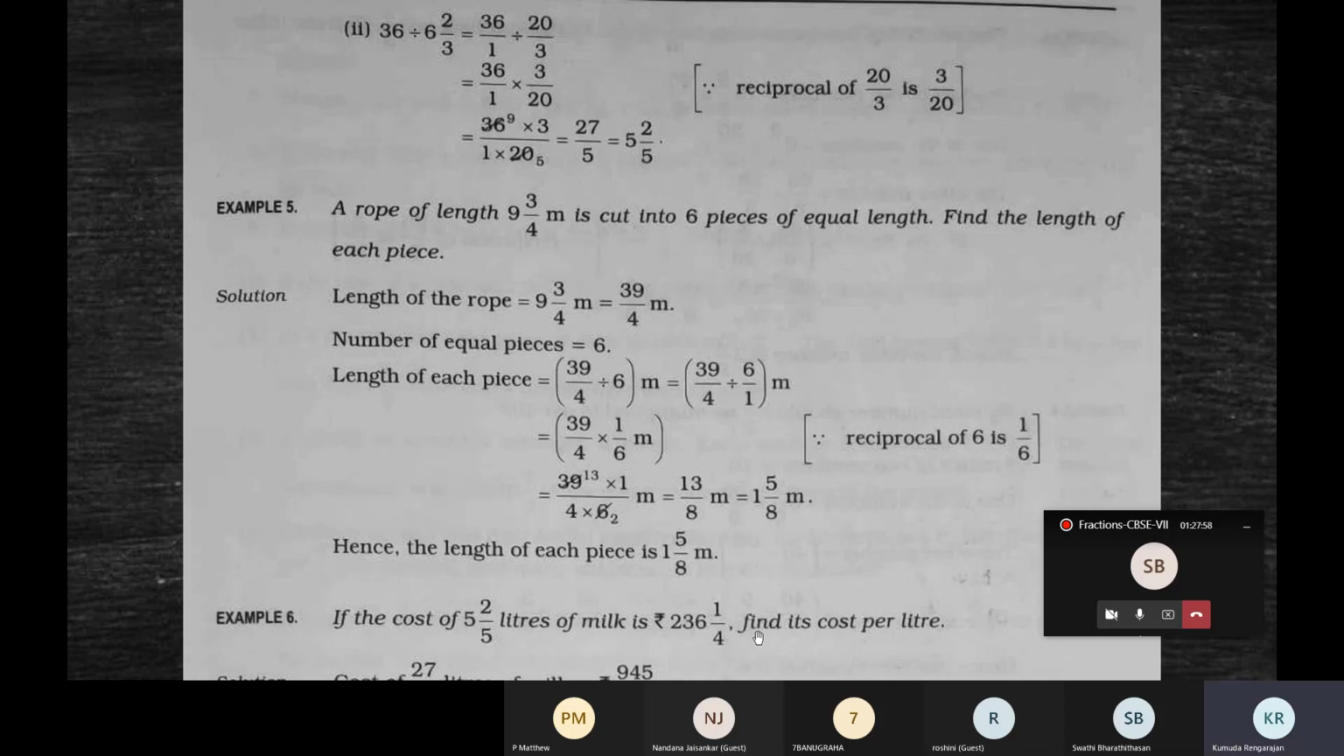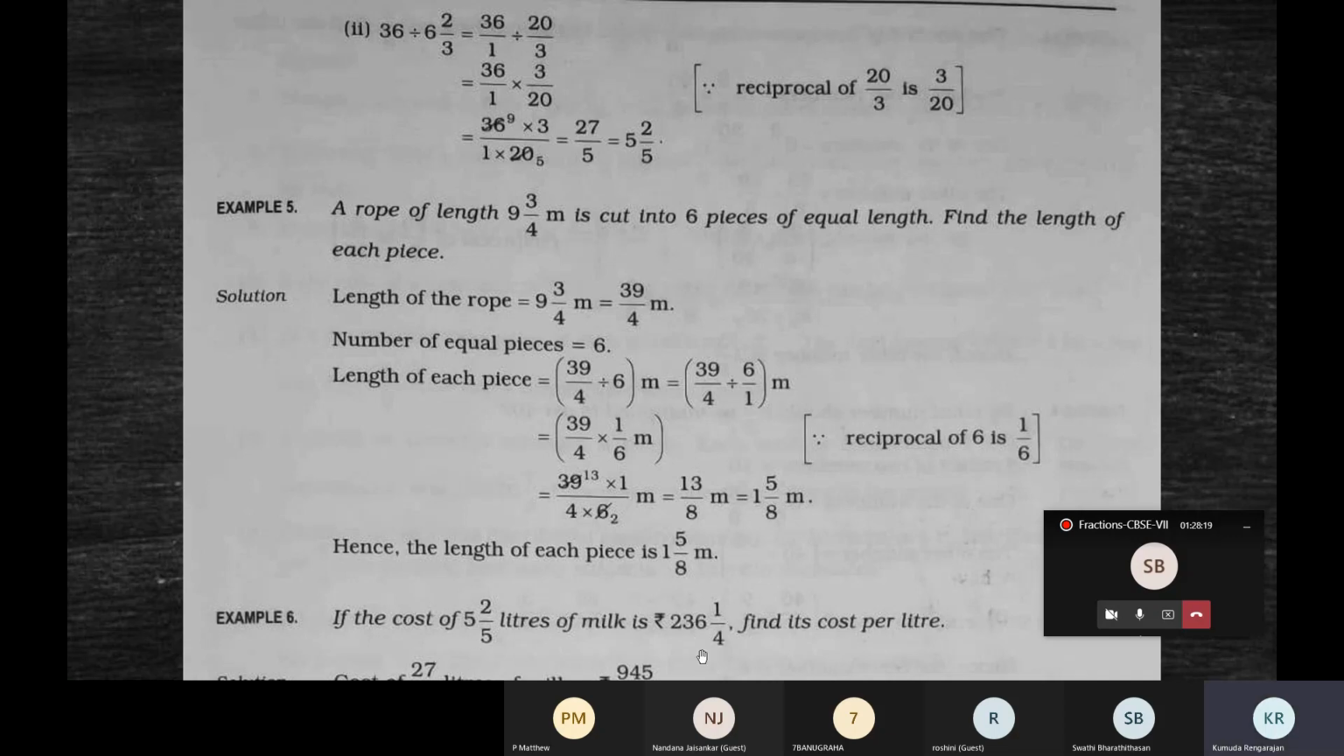So here, this is the total cost. This is your 100 rupees. This is the total cost, like your 100 rupees. And what is this? Number of liters, the quantity of milk. Like you said, 5 liters. So here it is 5 2 by 5.